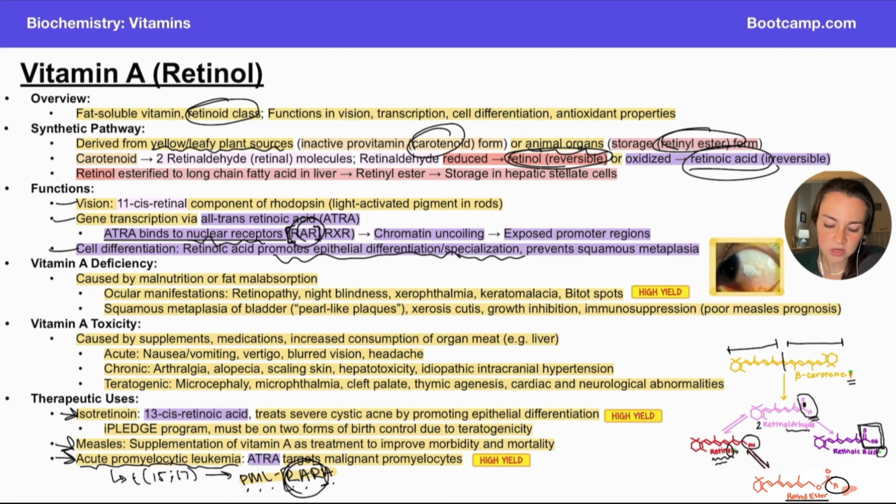When vitamin A was deficient, we would get lots of ocular manifestations, including Bitot spots and squamous metaplasia in other parts of the body, as well as some cutaneous findings like xerosis cutis or dry skin. Vitamin A toxicity could be acute, chronic, or teratogenic, with potentially devastating teratogenic effects. And that's why patients who are prescribed isotretinoin need to go on the iPledge program, where they are on 2 forms of birth control. We're going to keep on moving through our profiles of the fat-soluble vitamins.